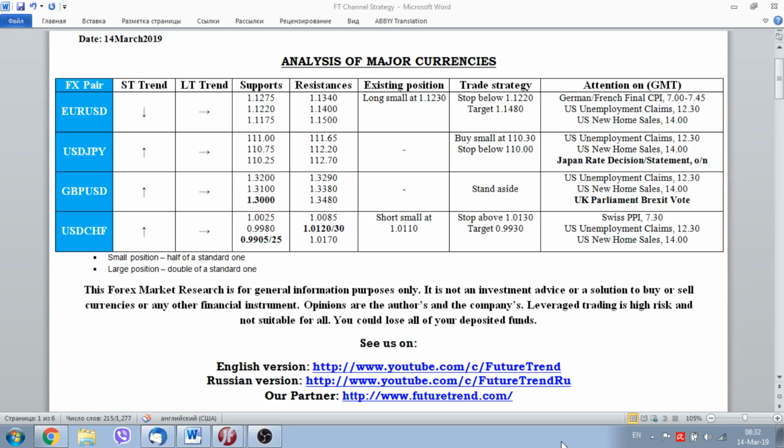For the date of 14th March 2019, we are presenting our point of view of how to trade major currencies in the world financial markets for today. As regarding the overall situation, let's say it was dictated by the volatility in the price of the British currency.